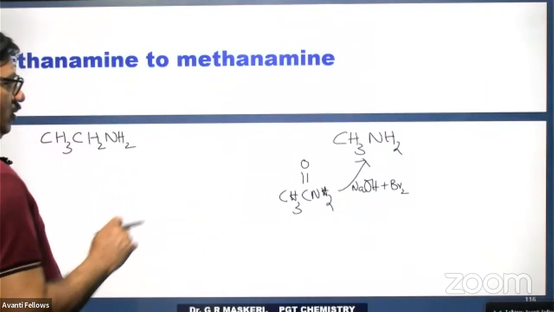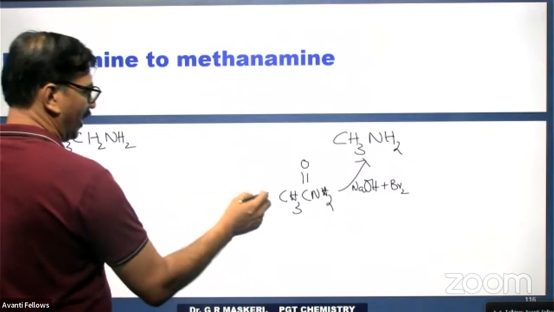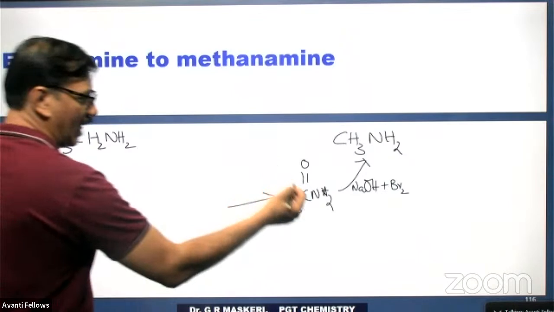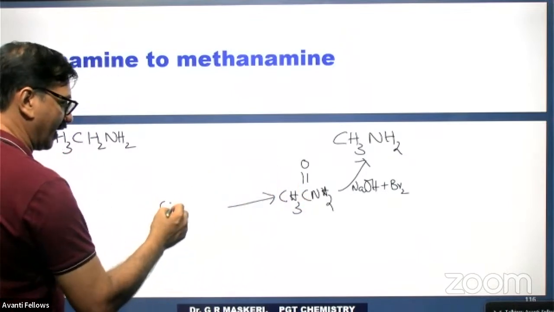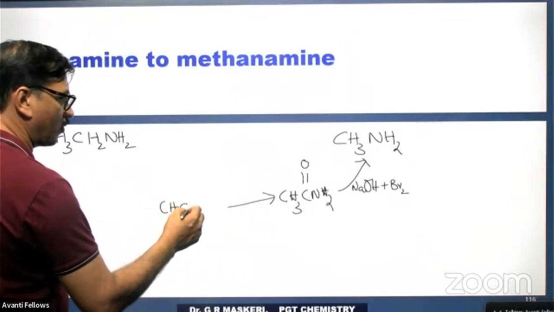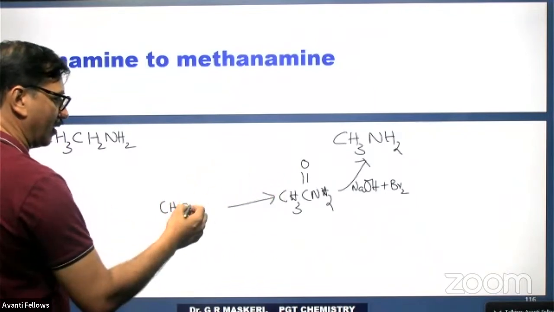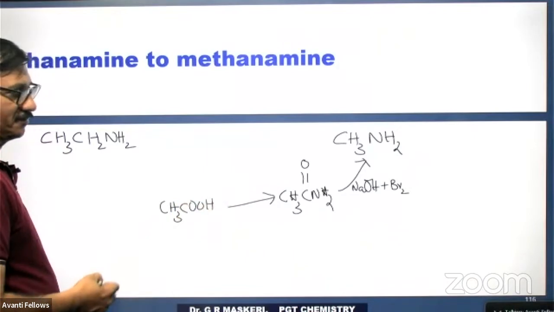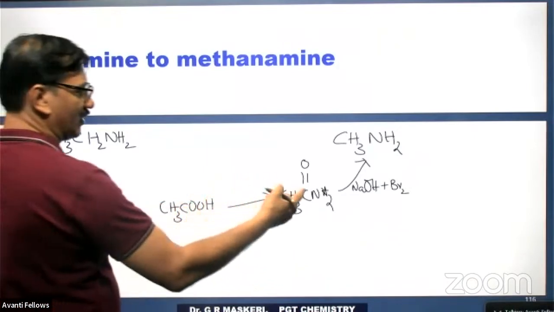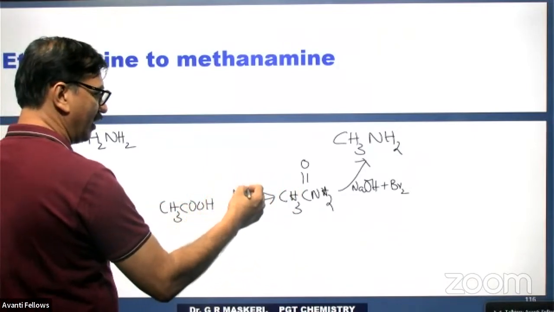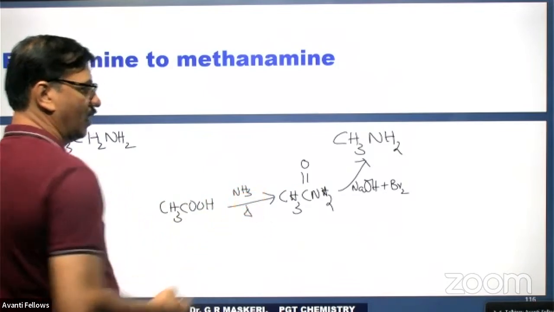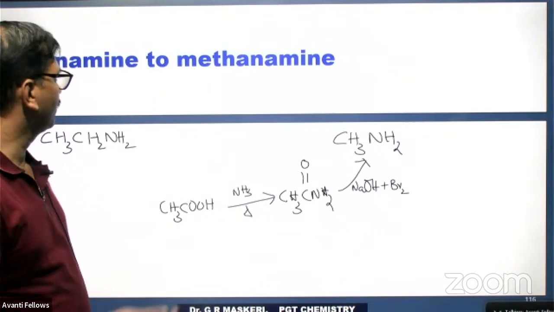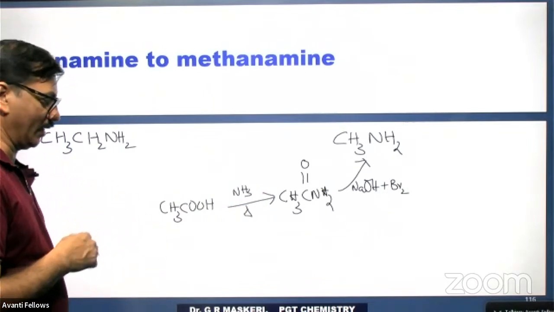Now, as we have seen, an amide can be obtained from carboxylic acid. Can you tell me from which carboxylic acid this can be done? This is ethanoic acid. From ethanoic acid, you can do it by NH3 and heat. Amide is obtained by NH3 and heat, just as in the last question that we have taken.